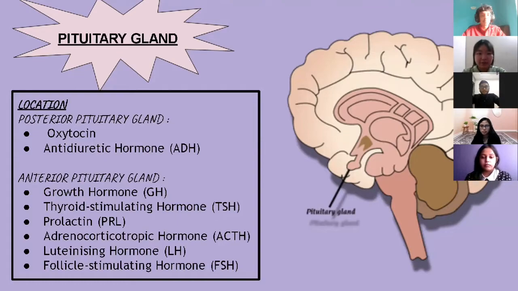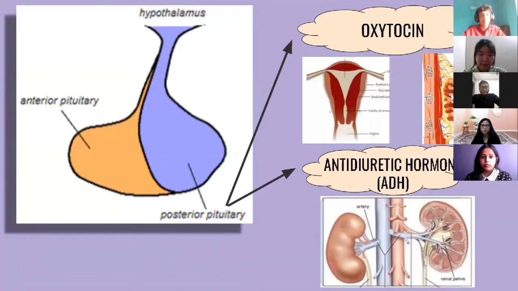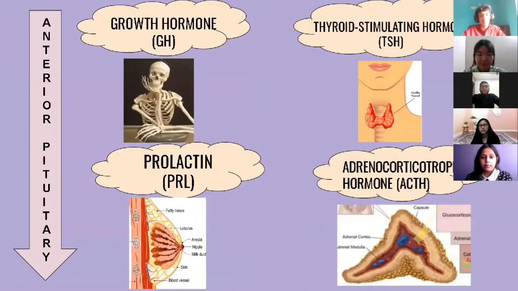For the next slide, this is divided into the left side, the anterior pituitary gland, and the right side, the posterior pituitary gland. For next, this anterior pituitary gland will secrete the hormones, which are the growth hormone, prolactin hormone, and the thyroid-stimulating hormone.